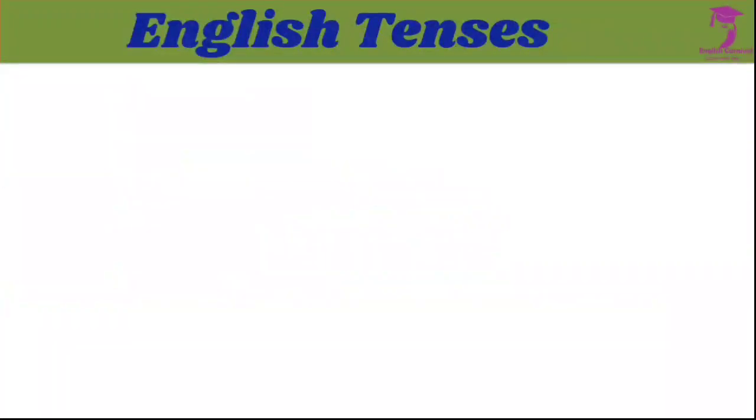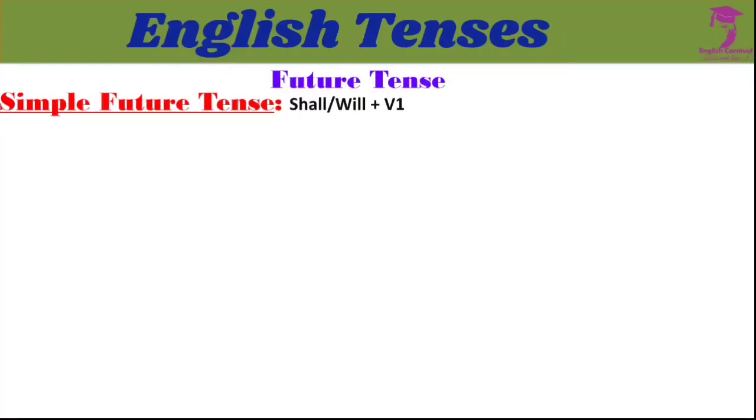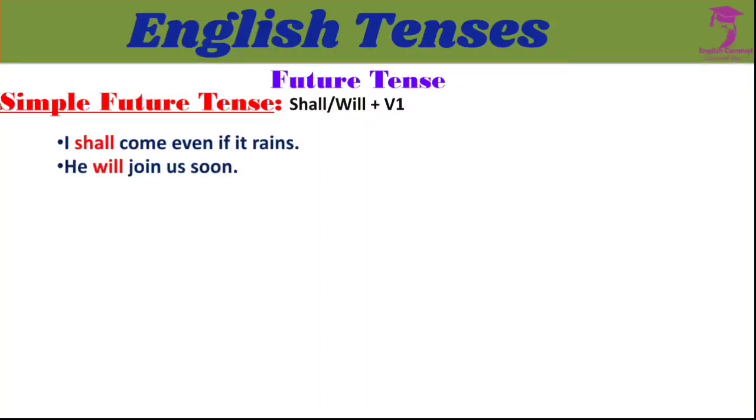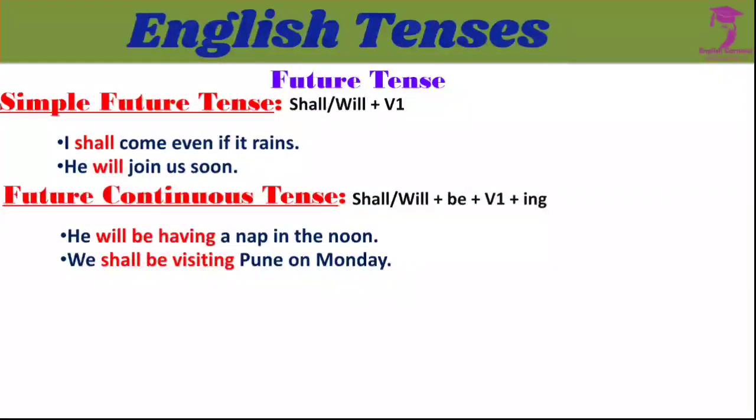Friends, after this we have future tense, and the first aspect of future tense is simple future tense. The structure of this tense is shall or will with the first form of the verb. This tense is used to talk about a future activity or action, and it should start with shall or will, followed by the first form of the verb. For example, I shall come even if it rains. He will join us. So these are the examples of simple future tense.